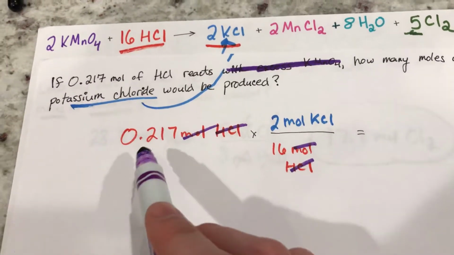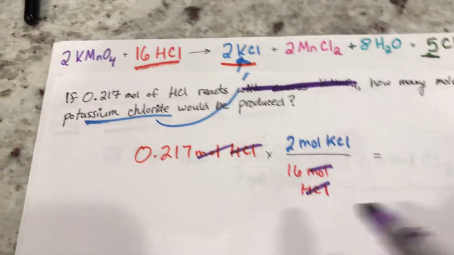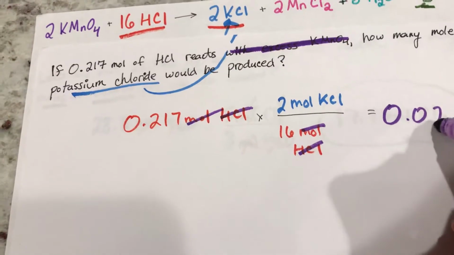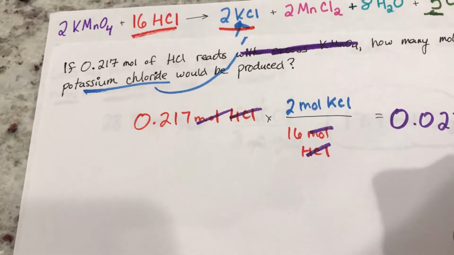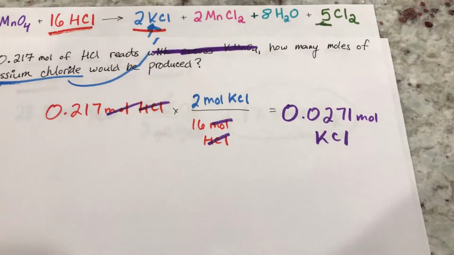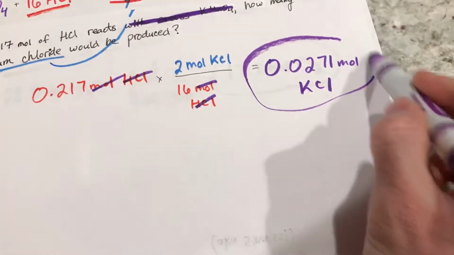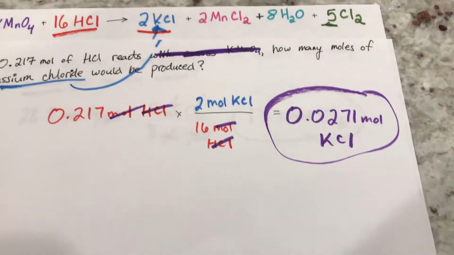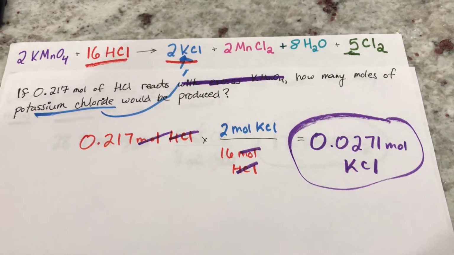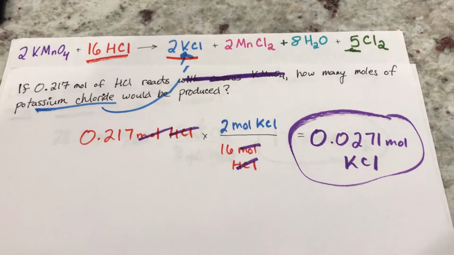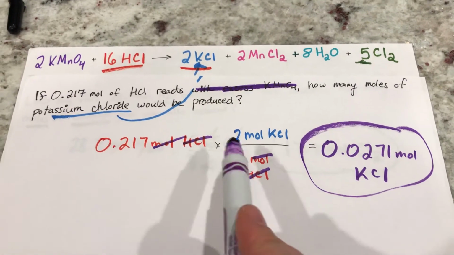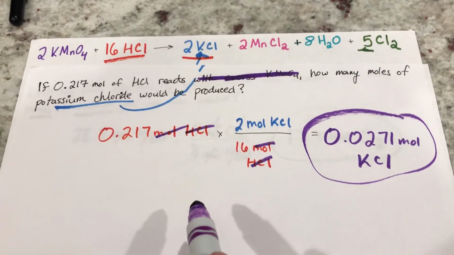Sweet. Do the math. 0.217 times 2 divided by 16. Should get around 0.0271 moles of KCl. Give it a unit, give it a substance. And that is it. Cool. That's kind of as simple as it gets. It doesn't get any more complicated than that with just mole-to-mole ratios or mole-to-mole conversions. Eventually we will get into some other stuff dealing with grams, but for this, you need to know how to do this. This is the center of everything that we're doing the next couple weeks. Sweet, that's it.